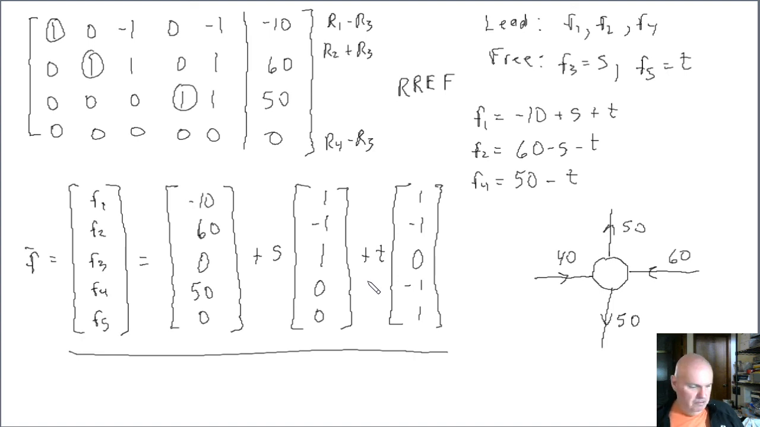Okay, so I'll give you a problem involving network flow in today's homework. In the next short video, we'll do an example involving balancing chemical reactions.